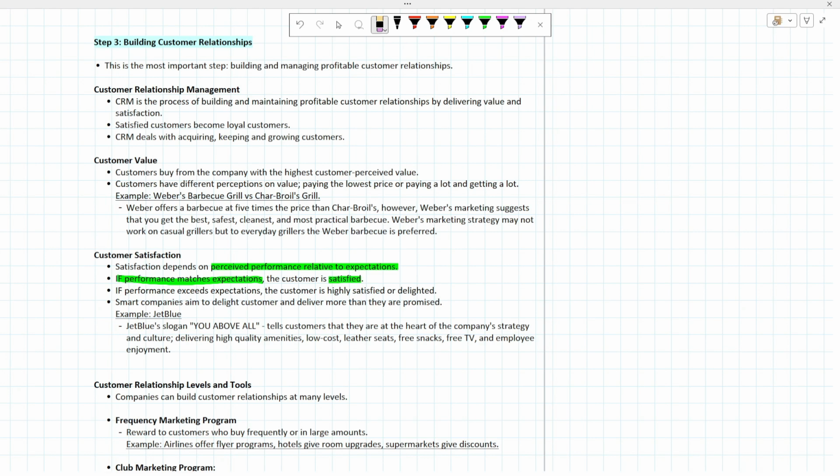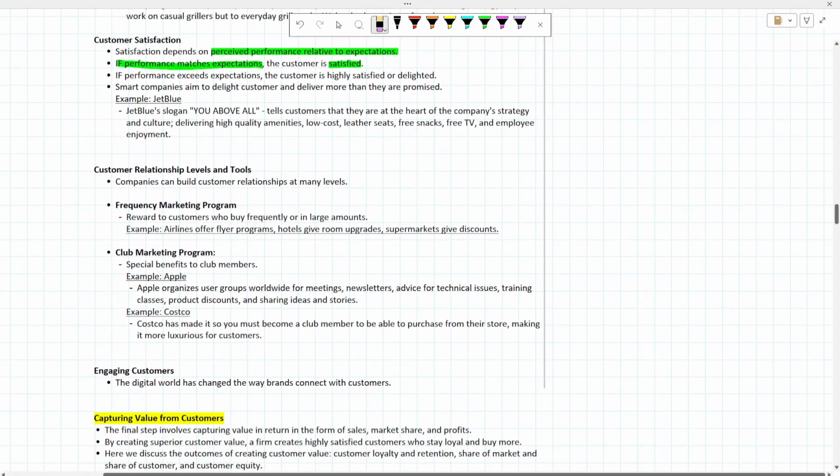An example of this is JetBlue. The JetBlue slogan is "You above all." This tells customers that they are the heart of the company's strategy and culture, delivering high quality amenities, low cost, leather seats, free snacks, free TV, and employee enjoyment.